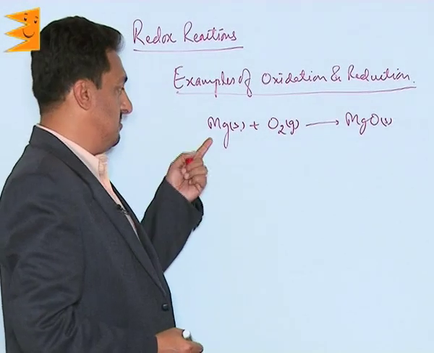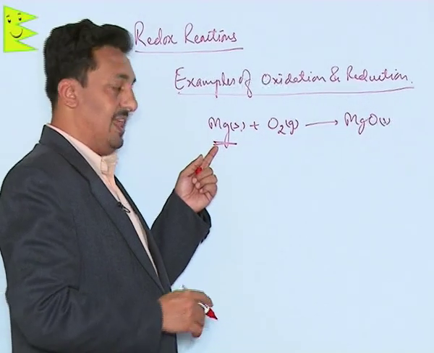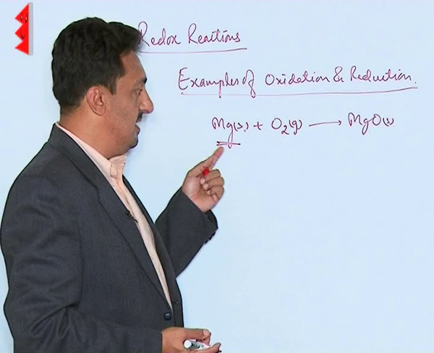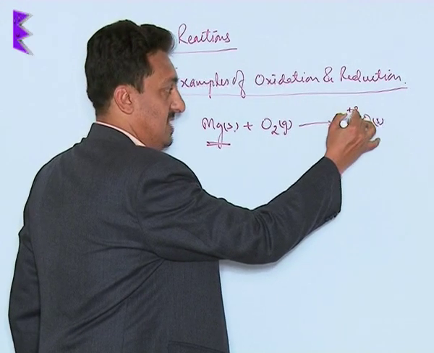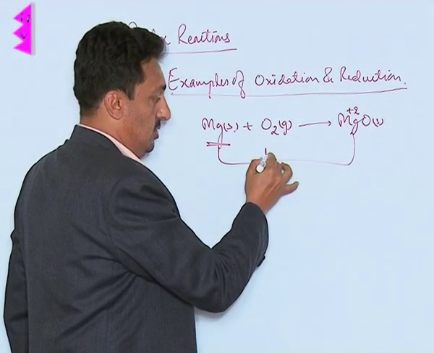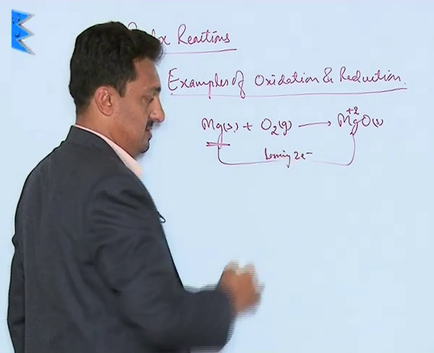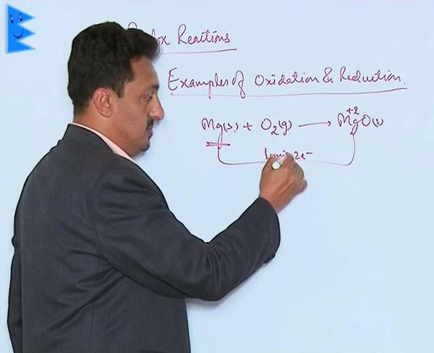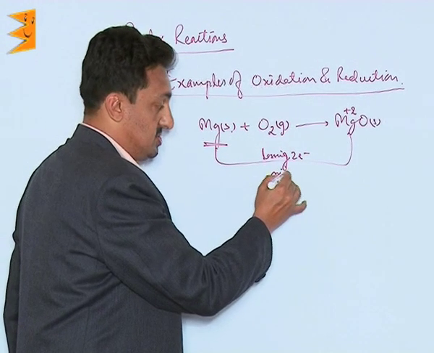In this, magnesium is present in its atomic state. It has not lost any electron, and when it is turning to magnesium oxide, it is present in its +2 state. So this magnesium is losing 2 electrons. Since it is losing 2 electrons, it is undergoing oxidation.